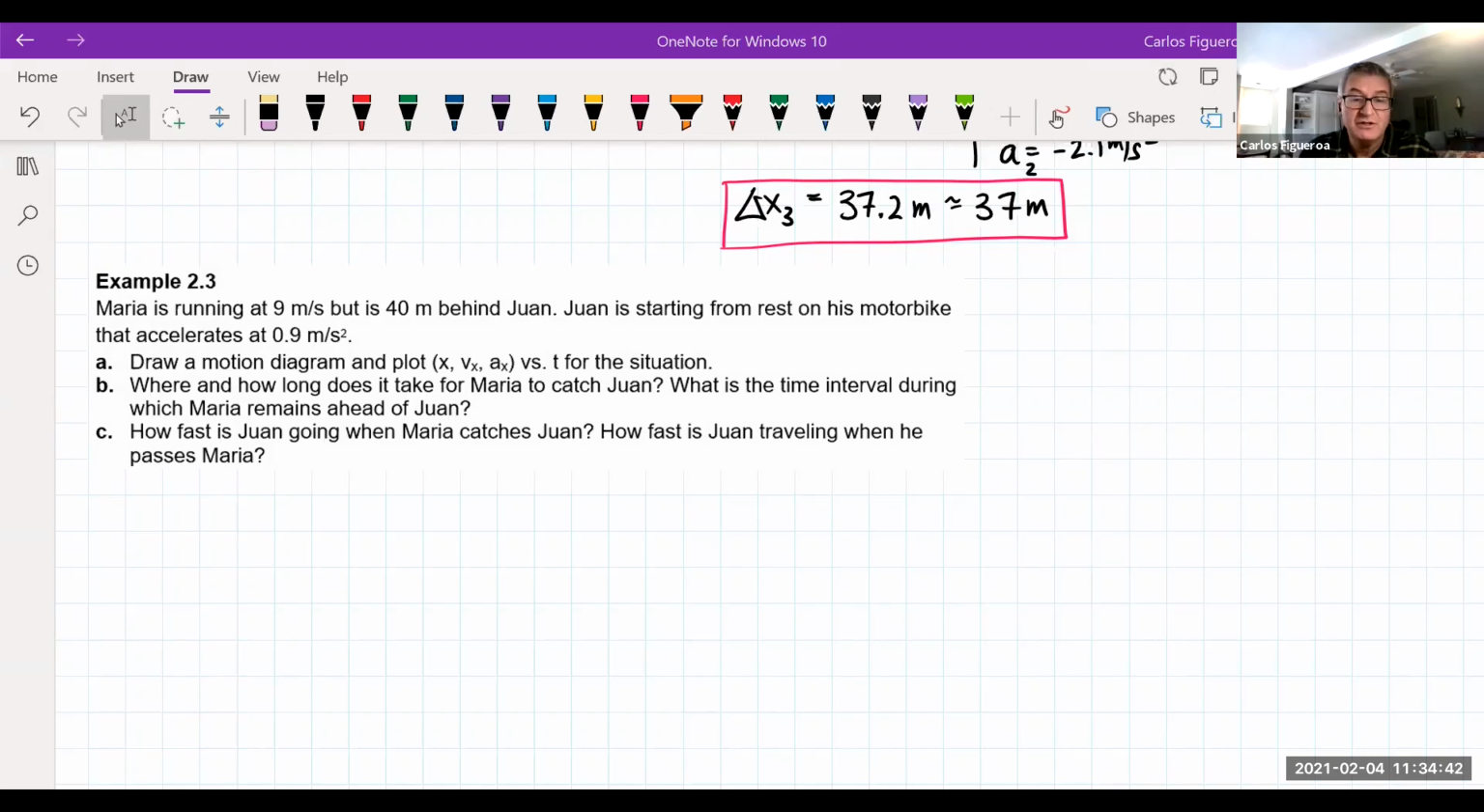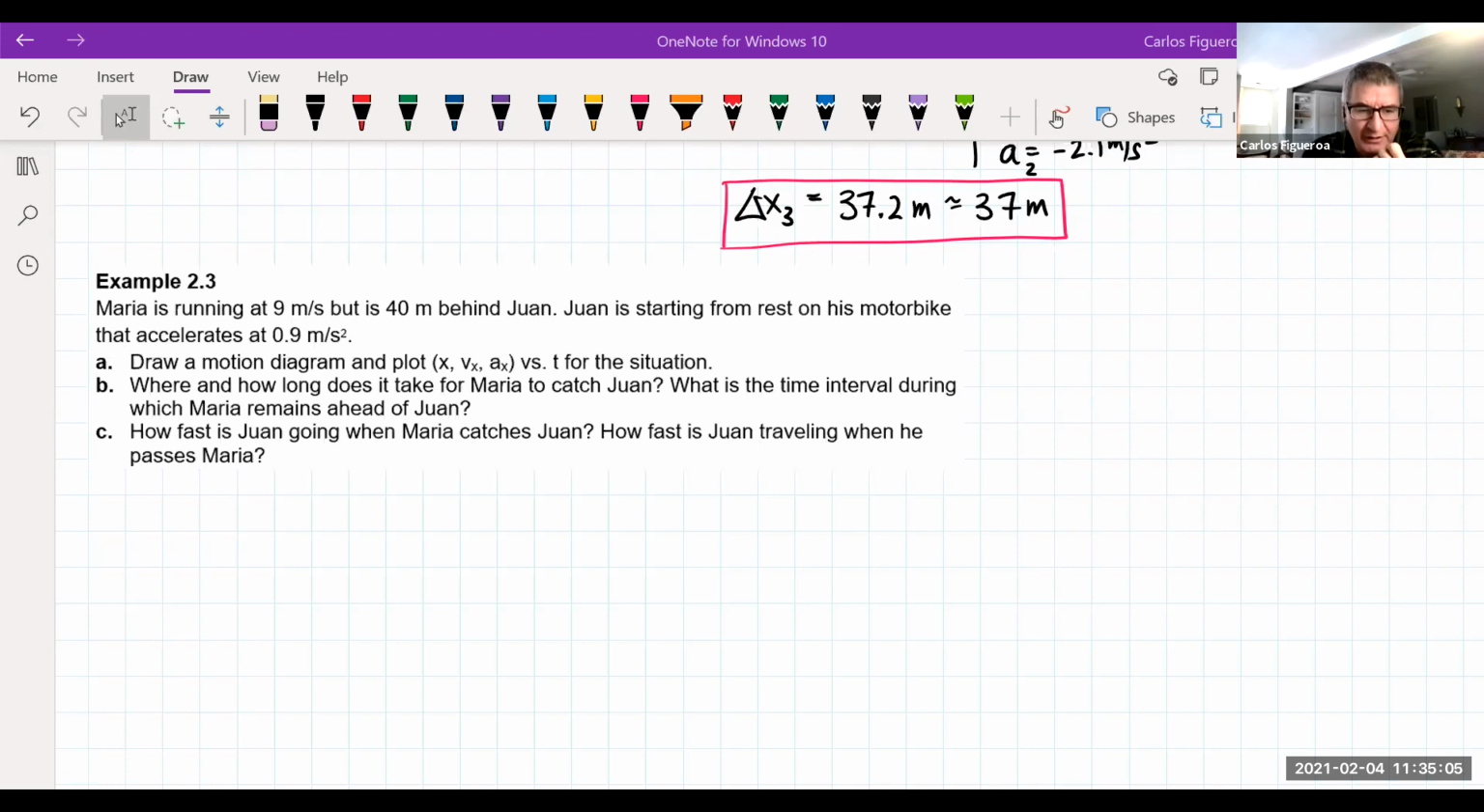So it says that you have two people running, right? Maria is running at 9 meters per second, but is behind Juan by 40 meters. Juan is starting from rest on his motorbike that accelerates at 0.9 meters per second squared.